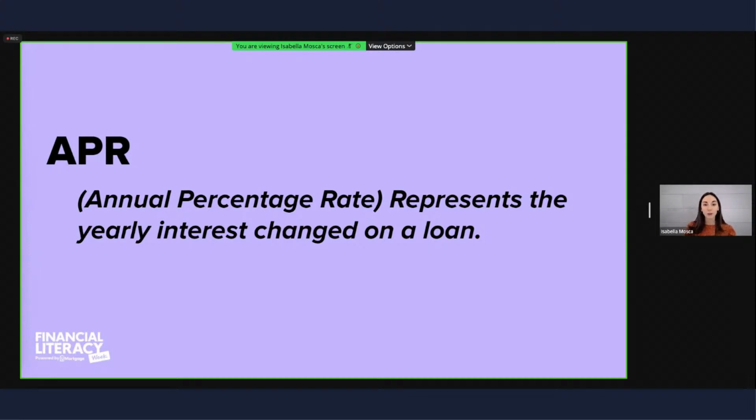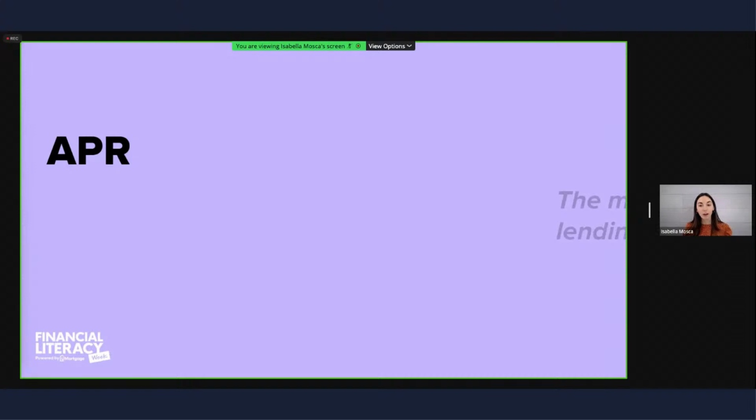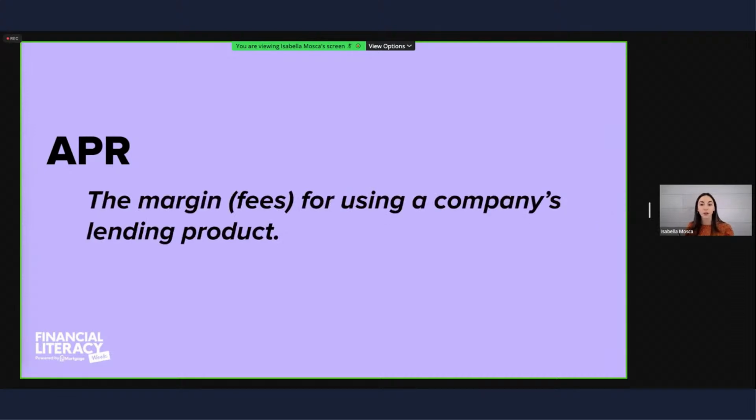APR stands for annual percentage rate, which represents the yearly interest charged on a loan. You're probably thinking that definitely relates to the interest rates. Heck, the word interest is in the definition, and we can simplify this even more for you. To break this down, APR is the margin or the fees that are charged for using a company's lending product. This is the extra bit of interest that is tacked on to the interest rate to summarize all that you will pay.